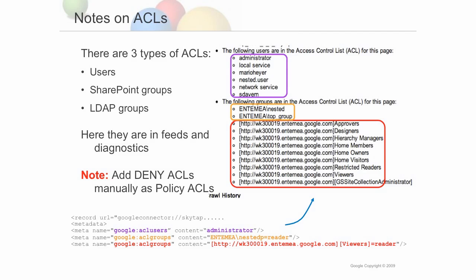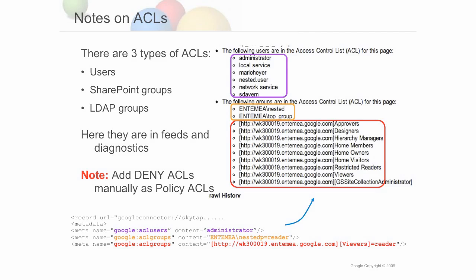Note, the deny ACLs can be defined at the web application level in SharePoint. If you have these, you will need to add them as policy ACLs in the Admin Console or using the Policy ACL API, as they are not currently provided automatically.